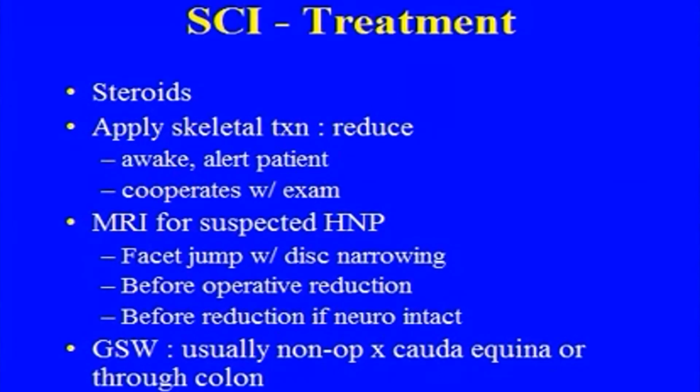Apply skeletal traction. Try and reduce the fracture dislocation when you have an awake, alert patient who cooperates with you. You should routinely, in the cervical spine, fracture dislocations where you have a facet jump and you have disc narrowing, investigate and make sure there's no disc herniation. And it's advisable to have an MRI.